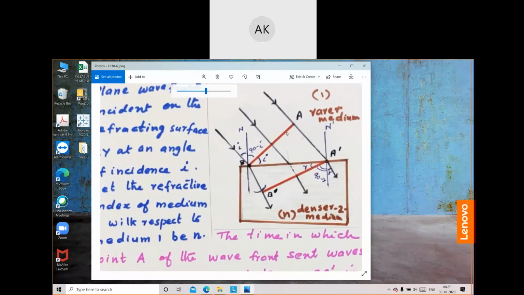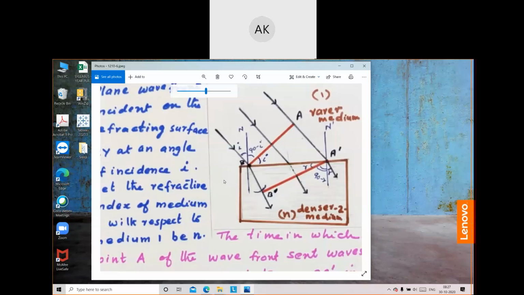AB is the plane wave front incident on the refracting surface. This is the denser medium, and this is the rarer medium. For example, for rarer you can take air, and for denser you can take glass or water. And here a wave front is incident. Wave front means the continuous locus of all the particles of the medium which are vibrating in the same phase. So all the particles on this line will be vibrating in the same phase.